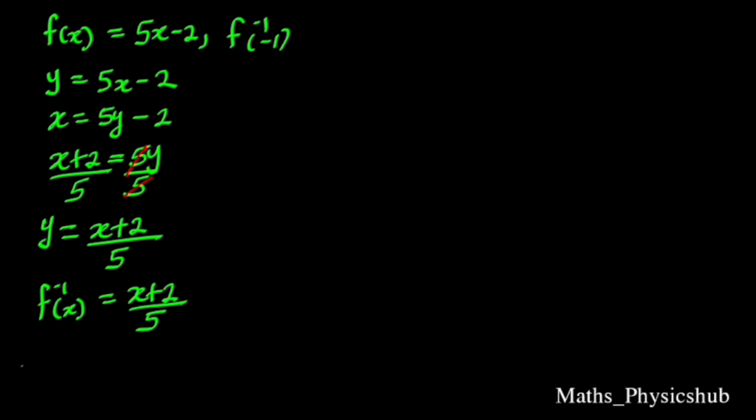Now, to find f inverse of minus 1, we replace x with minus 1. So that f inverse of minus 1 equals minus 1 plus 2 over 5. On the numerator, minus 1 plus 2 is equal to 1. Hence, f inverse of minus 1 is equal to 1 over 5.